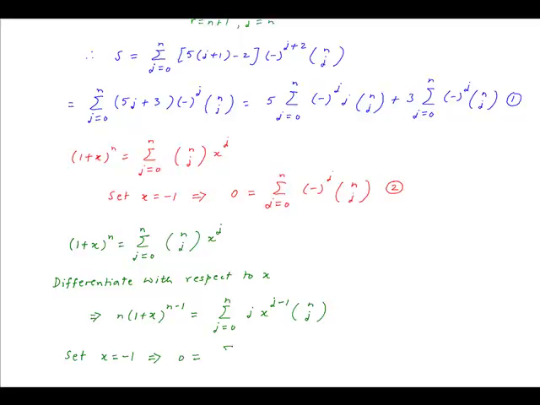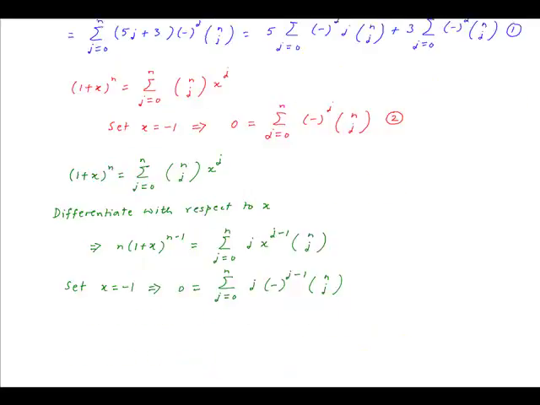Again set x equal to minus 1. The left hand side becomes 0. The right hand side is summation j going from 0 to n of j times minus 1 raised to the power j minus 1 times n choose j. Multiply both sides by minus 1. We get summation j going from 0 to n of j times minus 1 raised to the power j times n choose j, is equal to 0, which is the same summation that is found in the first term of the original equation 1.